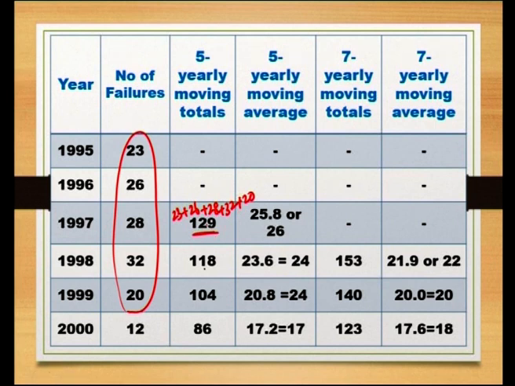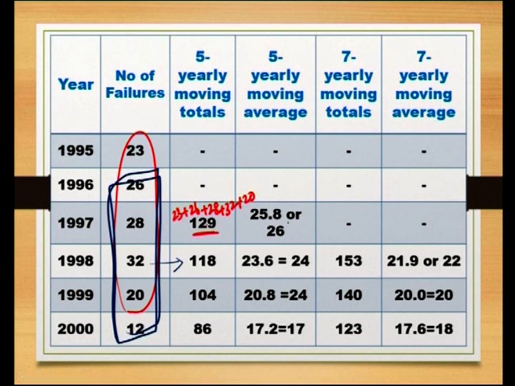Similarly, 118 is the total of the next 5 years, that is 26 plus 28 plus 32 plus 20 plus 12, and it is written in the middle of the next 5 years. When you take these 5 values, the middle of these 5 values is 32, and hence it is written against this middle. Likewise, it is calculated. 104 is the total of 28 plus 32 plus 20 plus 12 plus 12. Like that the 5-yearly moving totals are calculated.